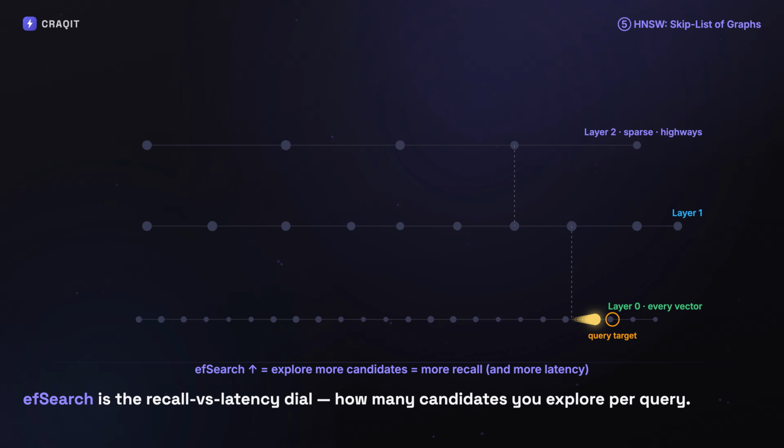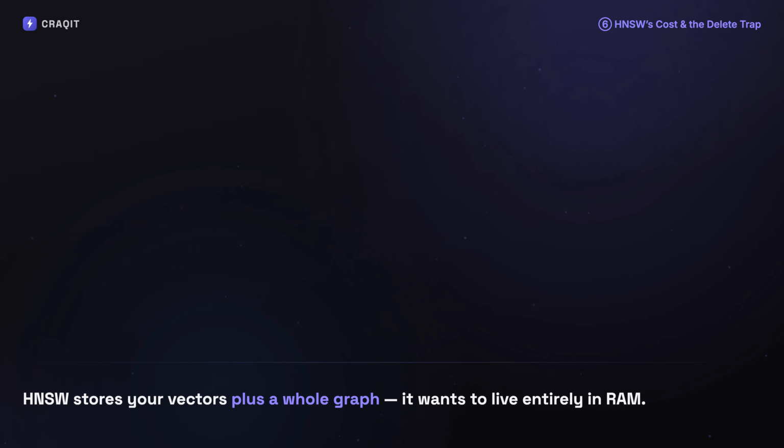Why logarithmic? Because each layer up has exponentially fewer nodes with longer links, so each descent roughly halves the region you're searching. The same reason a skip list turns a linked list scan into a logarithmic lookup. HNSW has the best recall to latency ratio in the business.